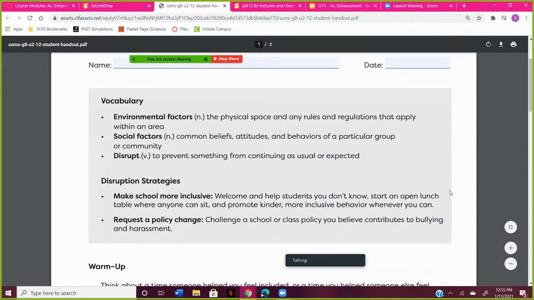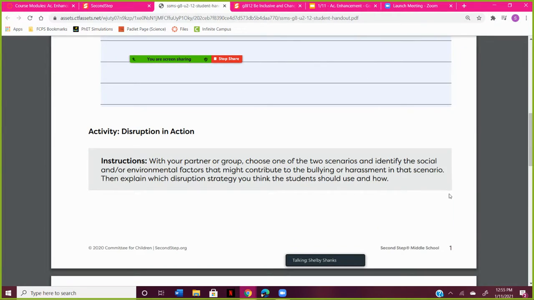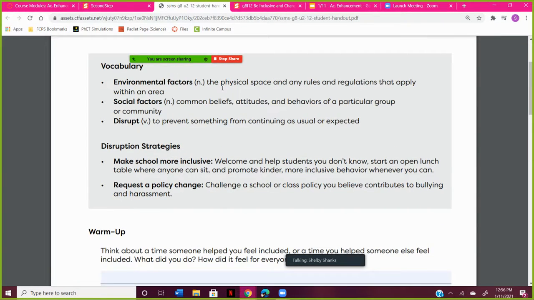Okay. So I'm going to scroll down here. It wants us to move on to the activity. So we're going to work as a group, not working as partners. It wants us to choose one of the 2 scenarios and identify the social and environmental factors that might contribute to the bullying or harassment in that scenario, and then explain which disruption strategy you think the students should use and how. Okay, so remember what social and environmental factors are? I just showed them to you. Environmental factors are the physical space. Social factors are the beliefs, attitudes, and behaviors.